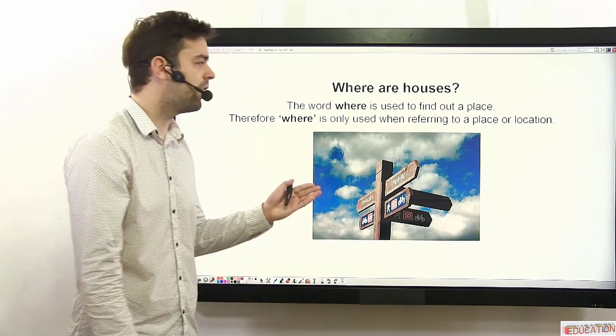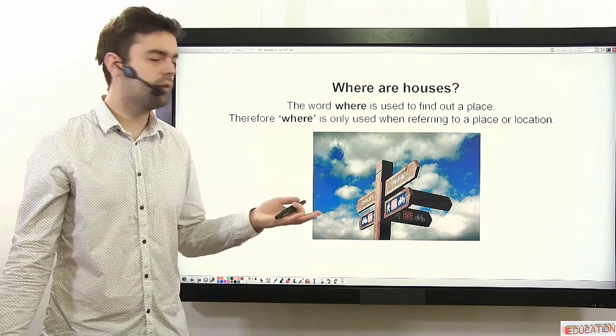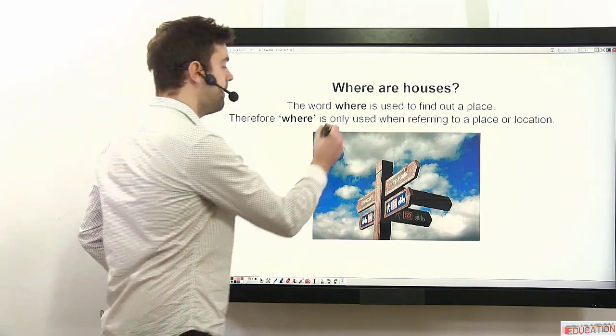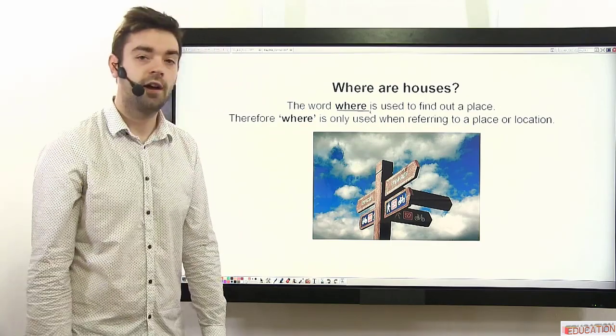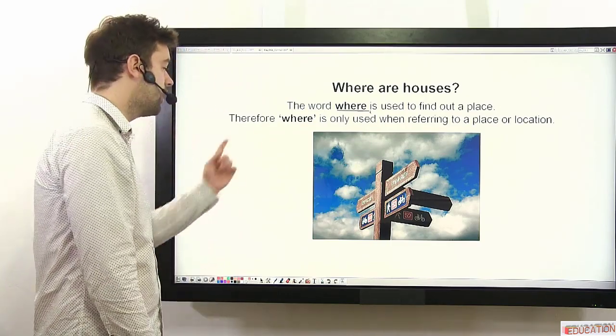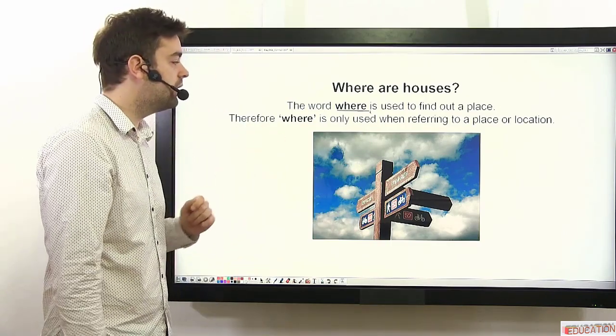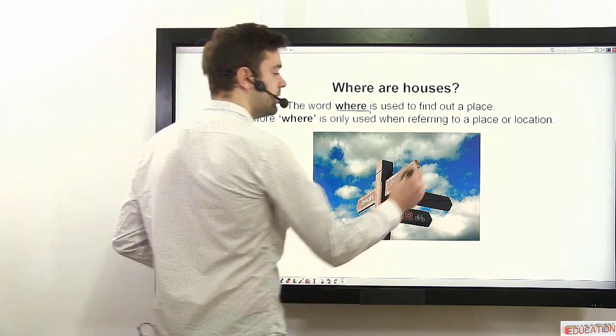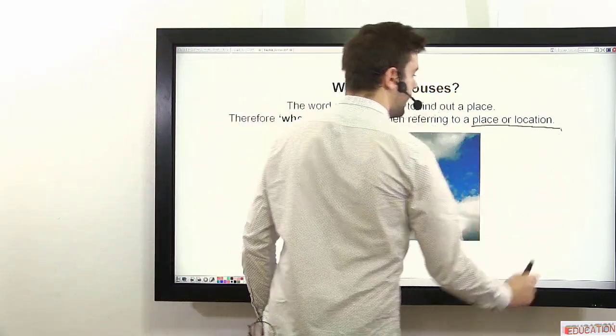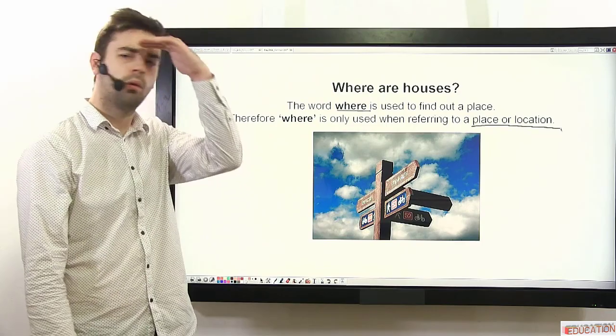Where are the houses? The word where is used to find out a place. Therefore, where is only used when referring to a place or location. So, where?